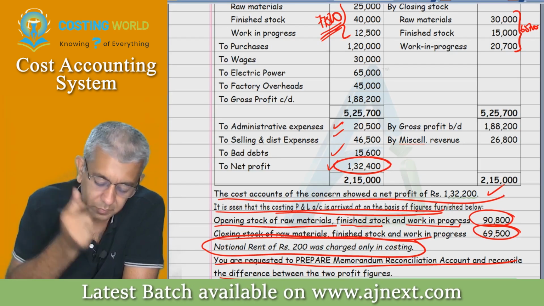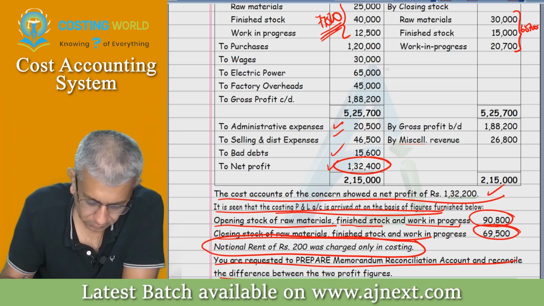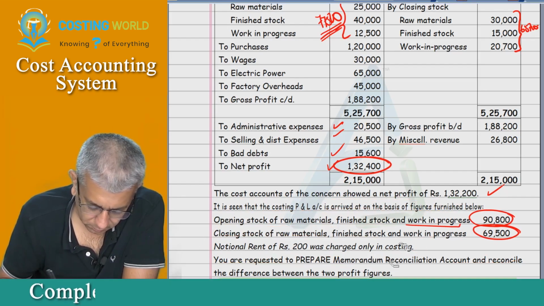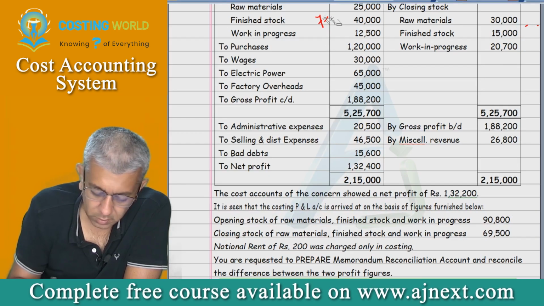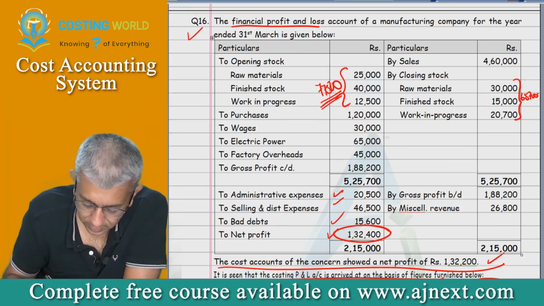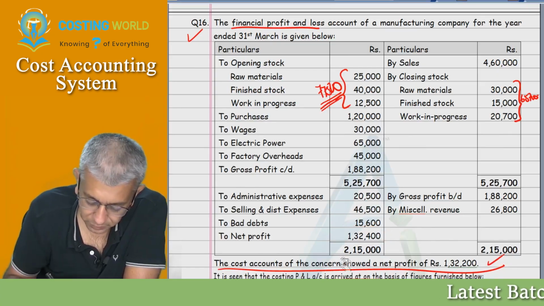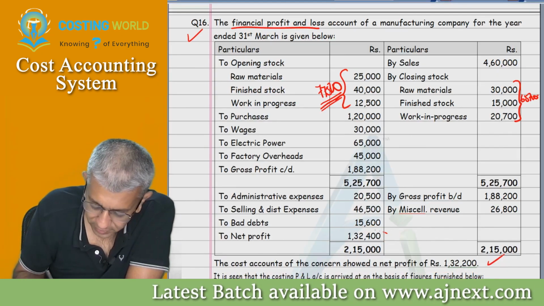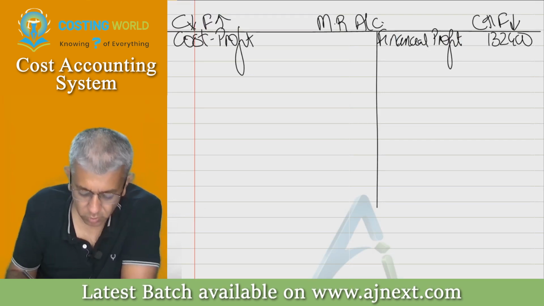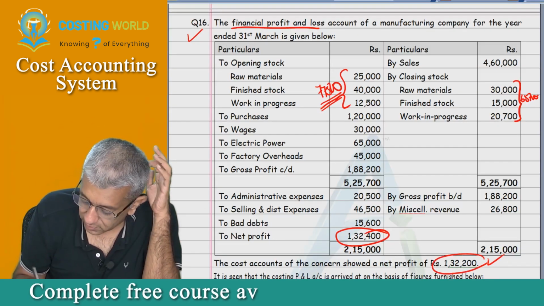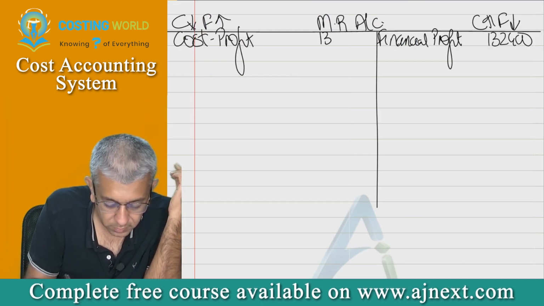Now listen. The totals I'll require here. First of all, financial profit is 132,400. Costing profit is given to you as 132,200.